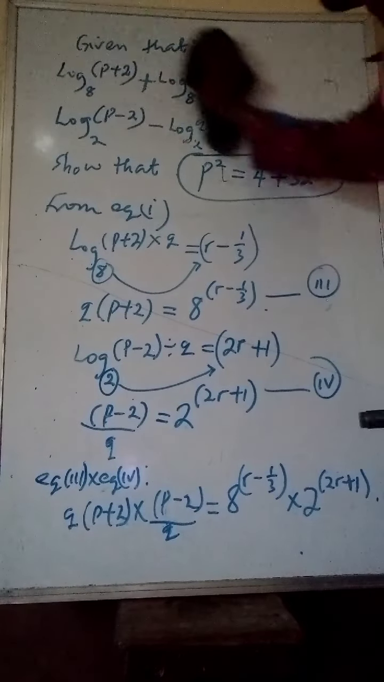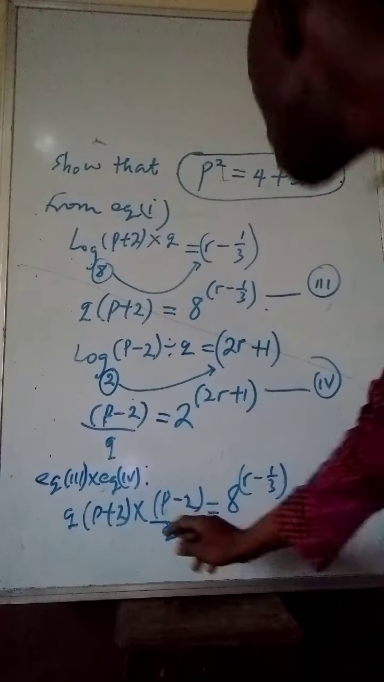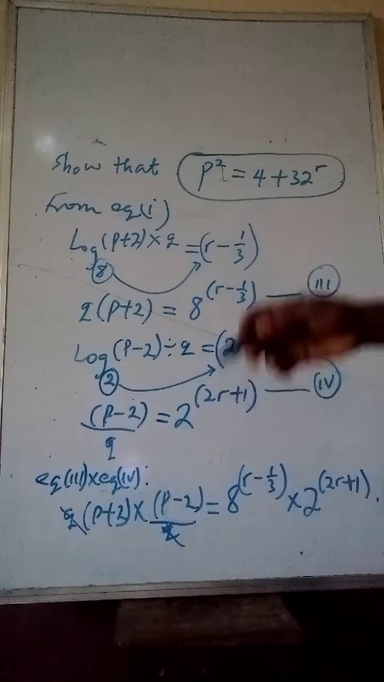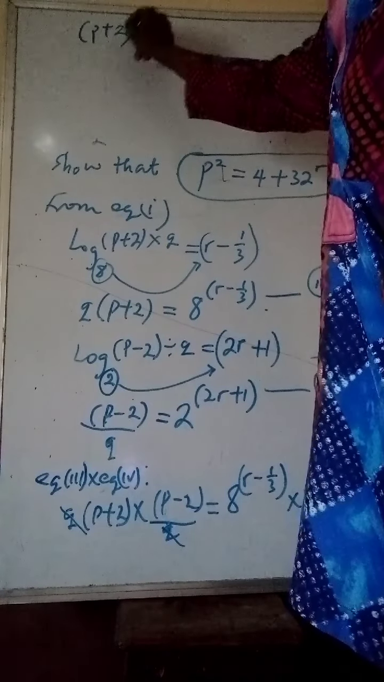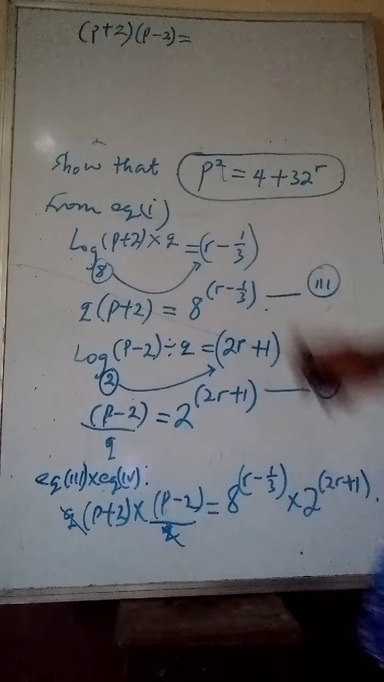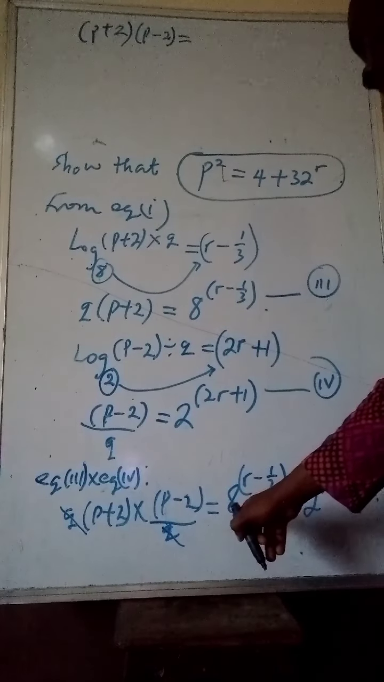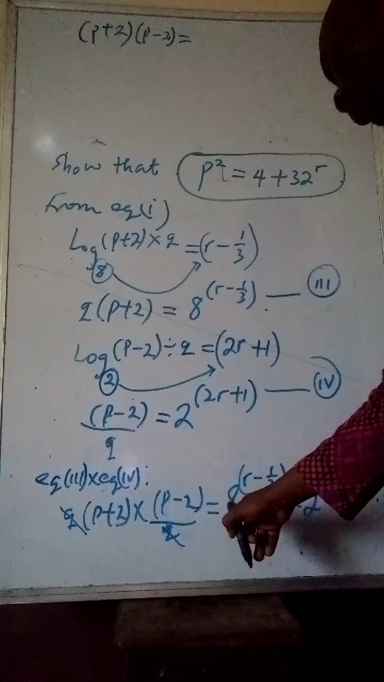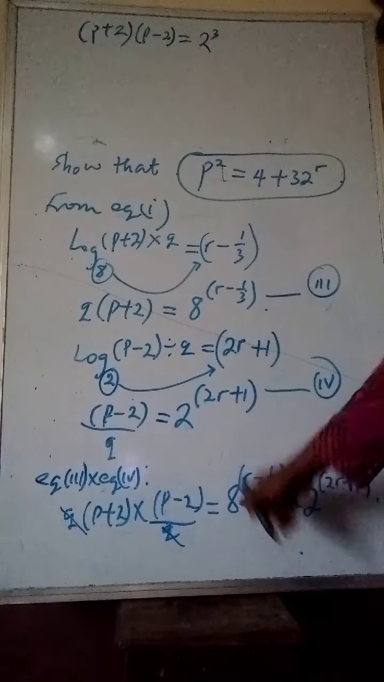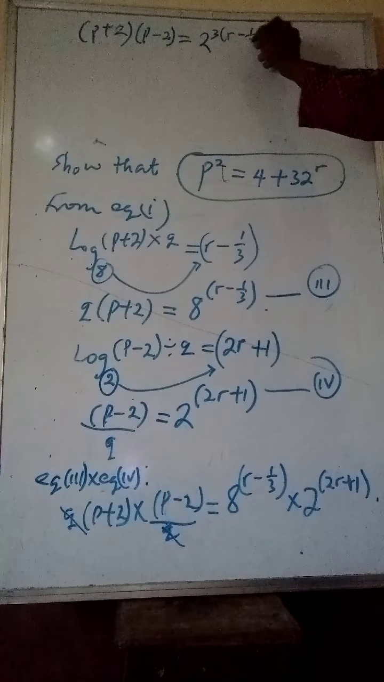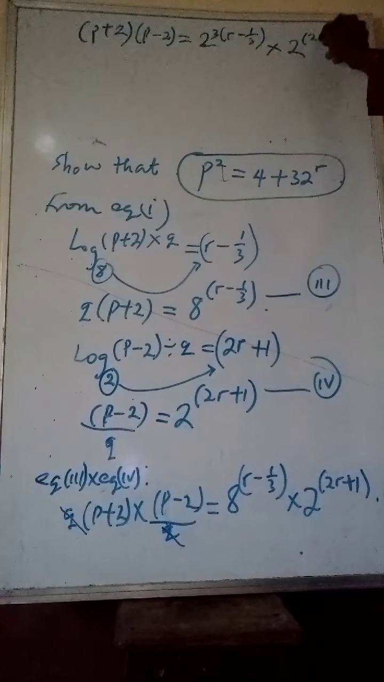Okay? Now, this q will cancel this q. What do I have left? (p + 2)(p minus 2) equals, this will multiply this, but since this one is not in the power of base 2, let me convert this to base 2. That will be 2 raised to power 3, because 2 raised to power 3 means the same thing as 8, (r minus 1 over 3), then times 2 raised to power 2r plus 1.